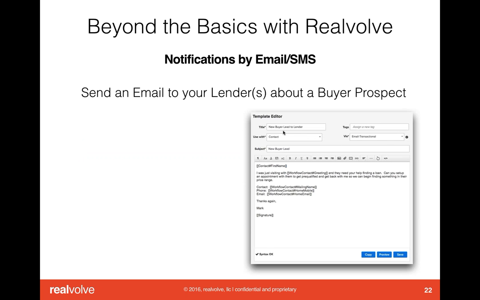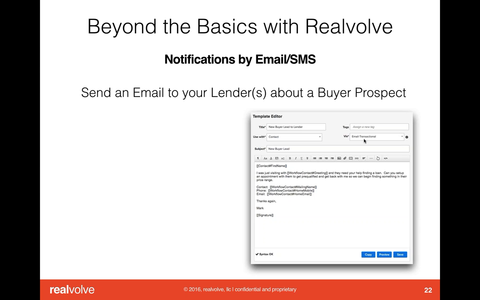I'm going to go into the template area, and I'm going to create a new template, and I'm just going to call it, in this case, new buyer lead to lender. It is a contact email used with contact. And over on the VIA, because we've just recently added this, we're using the VIA transactional. Now, transactional, again, basically means it doesn't have the unsubscribe feature to it.